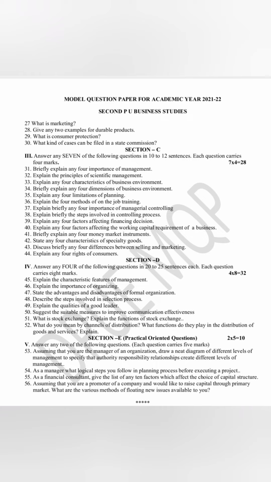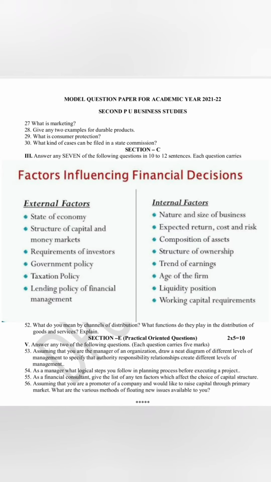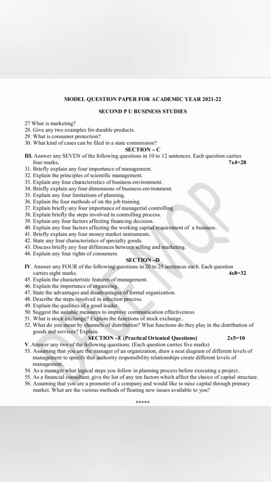Okay, after this, what do we have? The question is, what are the factors affecting financing decisions? The factors affecting financing decisions are external and internal factors. Under external factors, we have state of economy, structure of capital and money market, government policy, taxation policy. Internal factors are the nature and size of business, structure of ownership, age of the firm, liquidity position, working capital, cost of risk and return. These are all the internal factors.